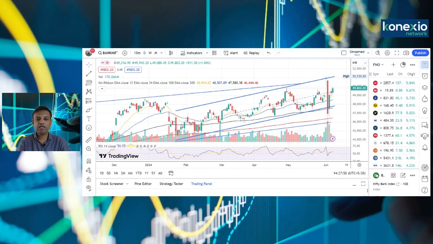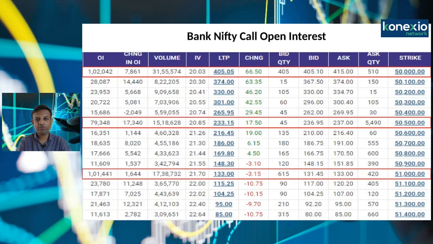So friends, now let us discuss the derivative data of Bank Nifty calls. In Bank Nifty calls, you can clearly see the action was seen in 50,000 calls, 50,500 calls, and 51,000 calls. Here the option premiums are positive. The IVs are very high. It is between 20.03 and 21.70. There has been rise in the volumes, rise in the open interest.